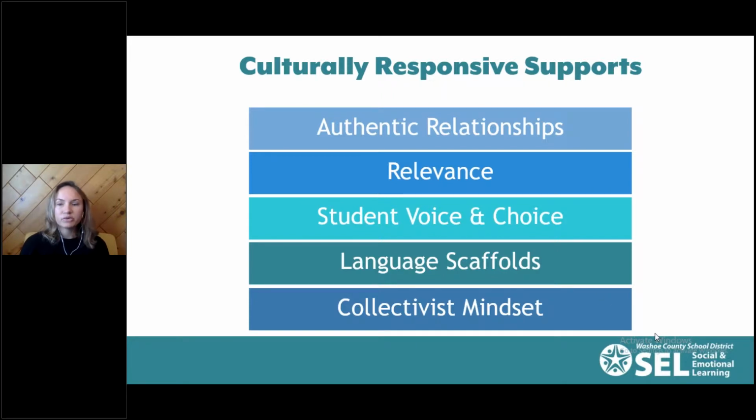So, tying that back into the authentic relationships, if we ask our students for voice on something, which we should be doing constantly, we have to prove to them that we care about what they have to say and that we will make adjustments based on what they say. And that brings me to language scaffolds.